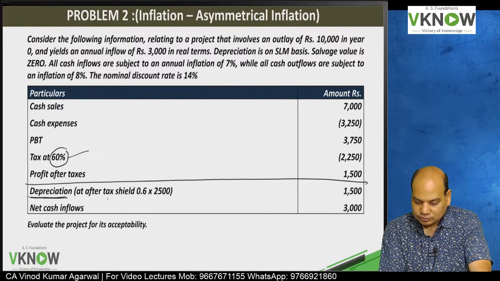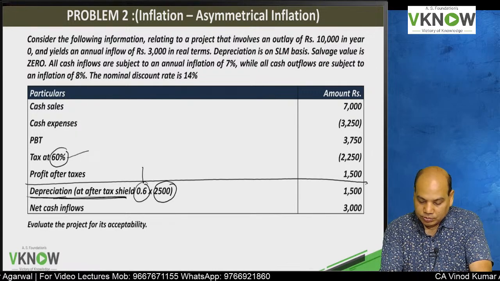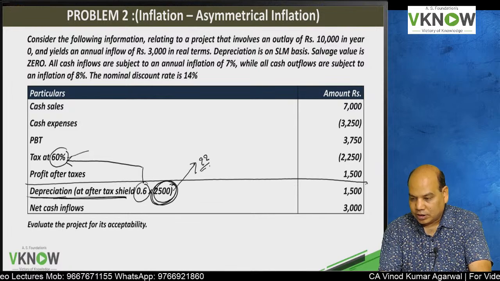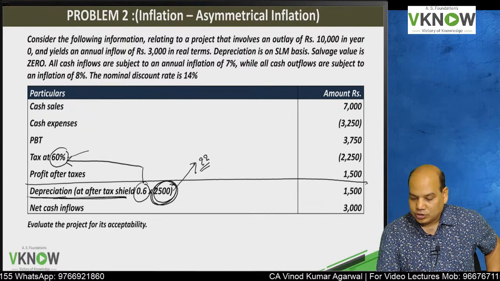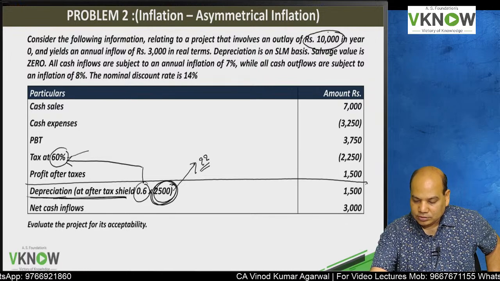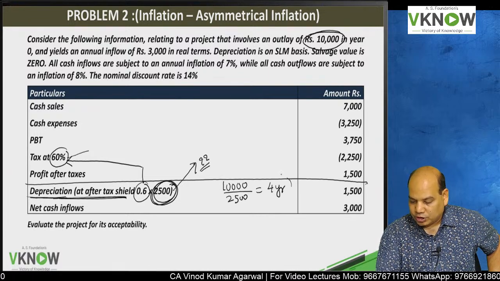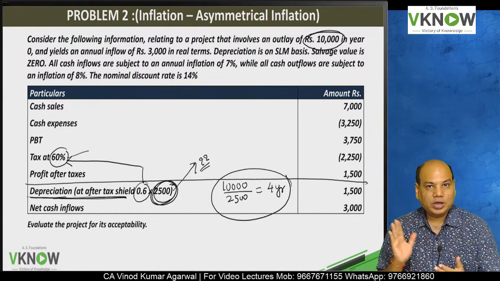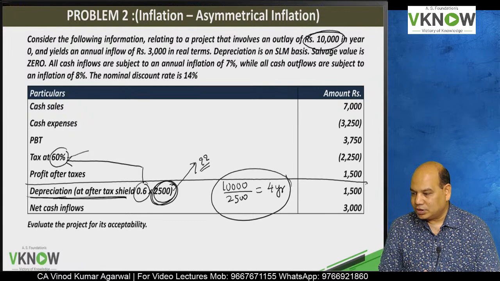Depreciation tax shield: 2500 into 0.6. What is 0.6? 0.6 is the tax rate. What is 2500 here? Can you please answer what is 2500? 2500 is depreciation. 10,000 is the cost. What is the life of the project? 4 years. That was hidden information. Many students could not get it. Life of the project is 10,000 divided by annual depreciation, 4 years.